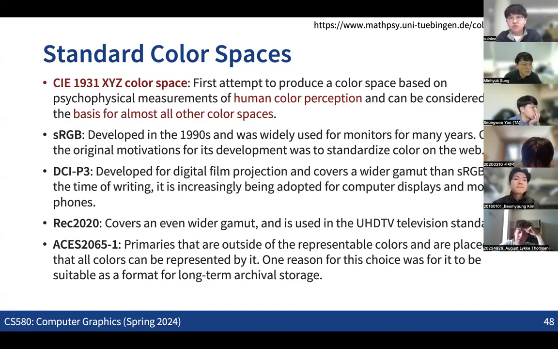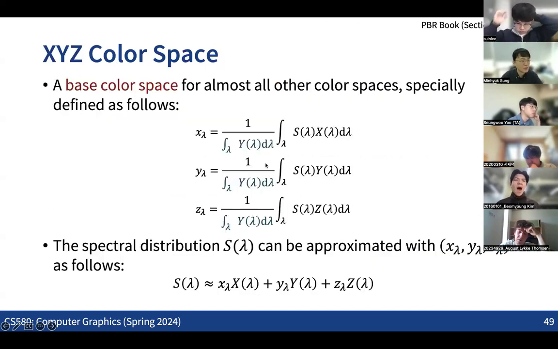So here, one specific, very special color space is this XYZ color space, which was invented as the first color space model in 1931, following human color perception. And this XYZ color space is now used as the base color space for almost all the other color spaces, which is also specially defined like this, somewhat normalized with this white term here.